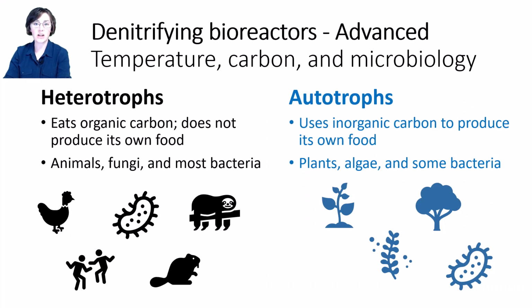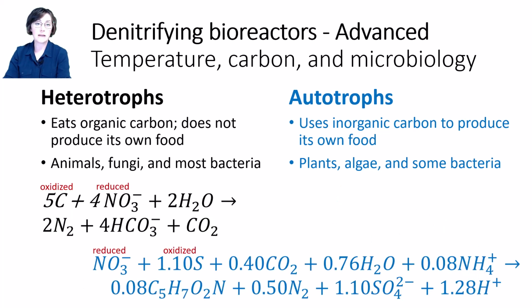However, there's another kind of denitrification, autotrophic denitrification. Autotrophs make their own food. That is, they use inorganic carbon, like carbon dioxide or bicarbonate, to produce their own food. The best example of an autotroph is a plant. They use CO2 to make their own food via photosynthesis.